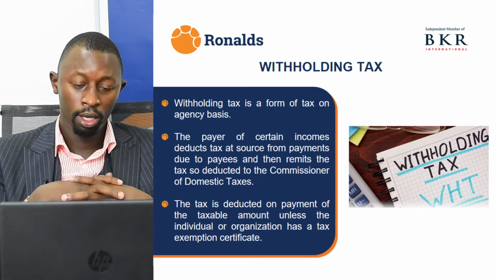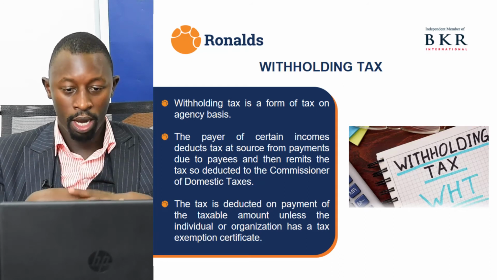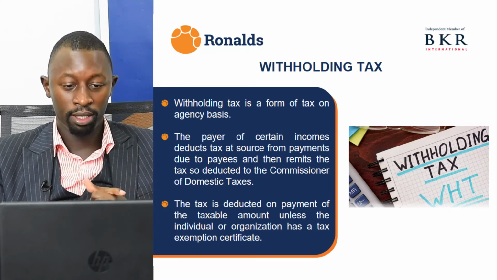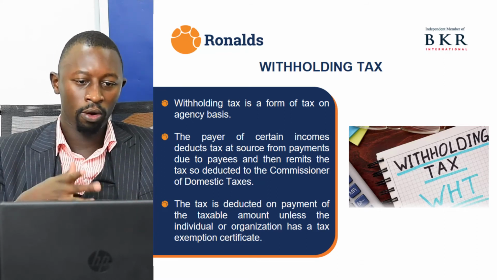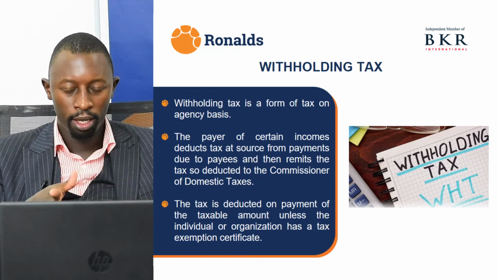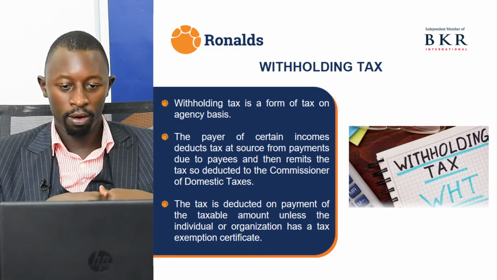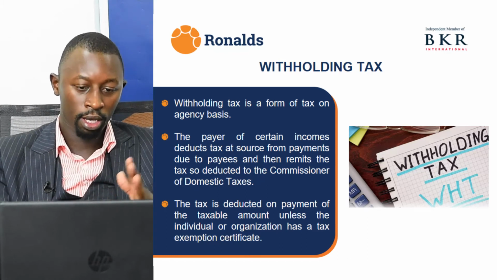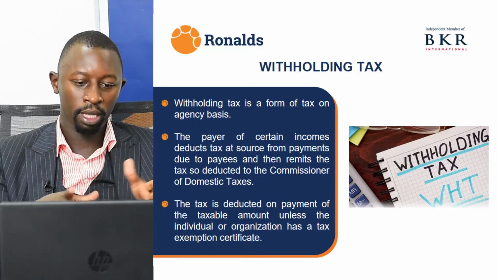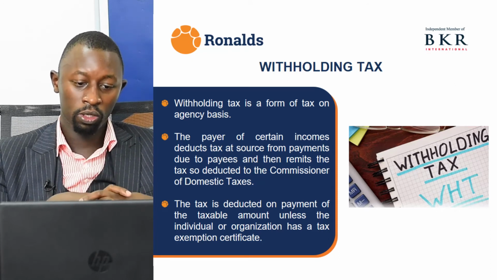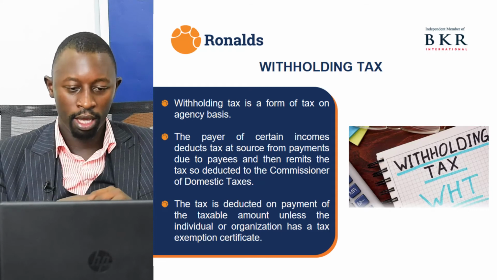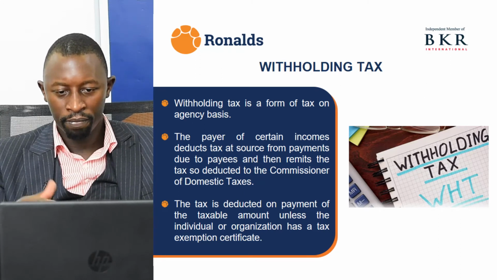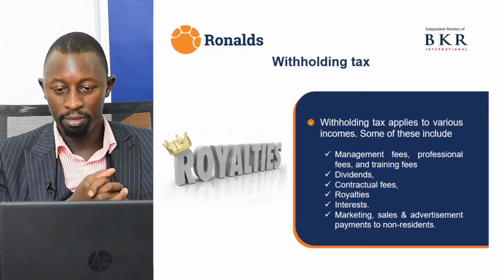Let's say your auditors, your lawyers, your contractors. You are under a duty to deduct that and remit to KRA. So that's why we say it's a form of tax on agency basis, because the person who is deducting does not necessarily carry the burden of that tax. You're only doing it on behalf of someone else. So of course, the only time you're exempted is if the organization that is receiving the money is actually tax exempt. So if somebody is tax exempt and they have an exemption certificate, then you cannot purport to deduct withholding tax from them. Let's look at some of the incomes that are subject to withholding tax.